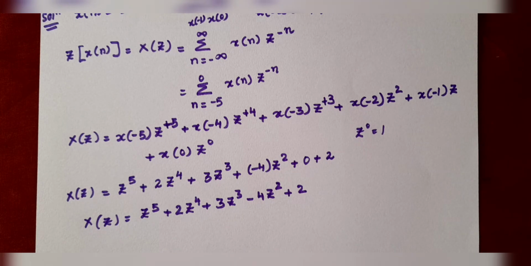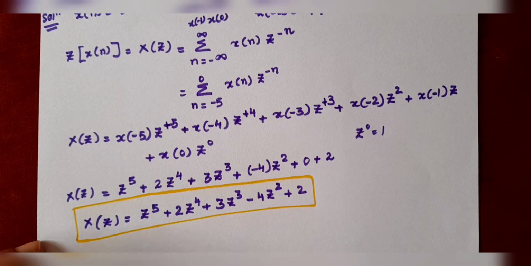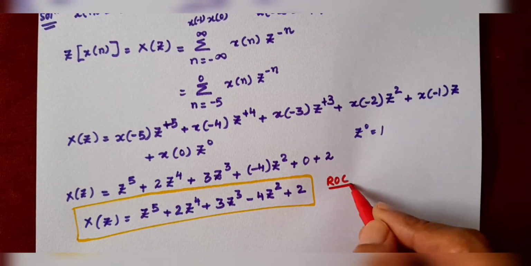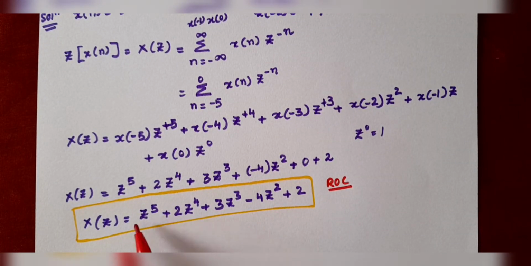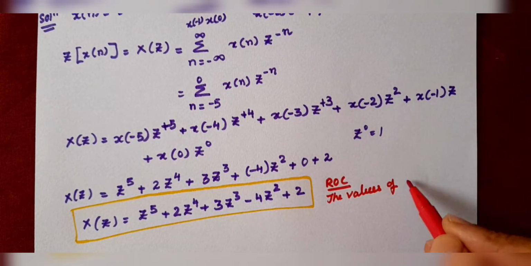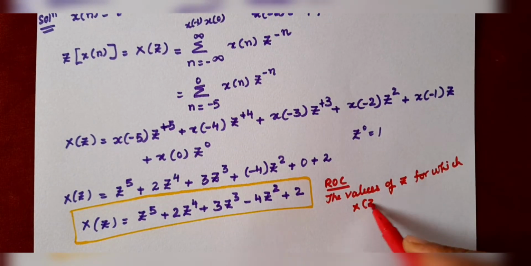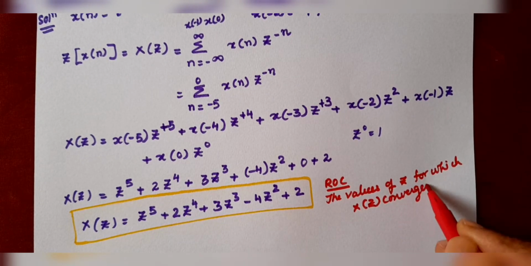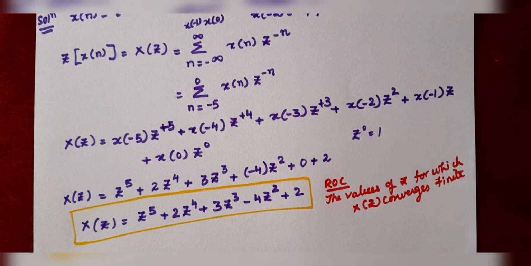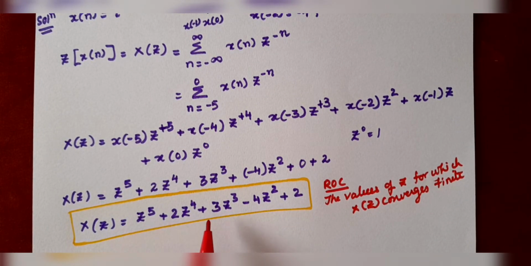Now what is ROC? This is coming to be X of z. Okay, ROC. What is ROC? The values of z for which X of z is finite, the values of z for which X of z converges. Converges means some finite value. When will it be finite? So X of z will converge for all values of z except z is equal to infinity.